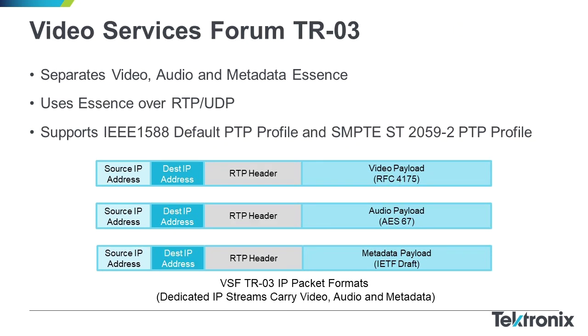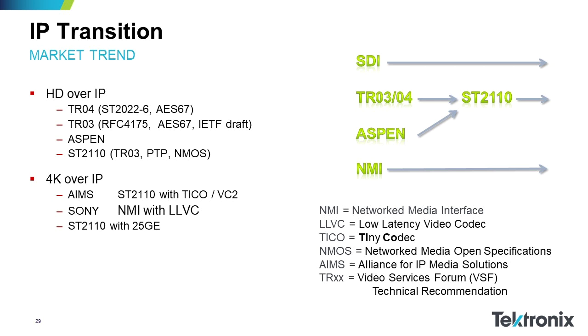So what has kind of happened here is TR03, TR04 have kind of morphed into what we are now using as ST2110, our essence-based IP flow. Aspen is a kind of knockoff, doesn't do parts one and two, but with SDI data. It doesn't follow all the rules, all the standards. It doesn't behave well sometimes on certain things.